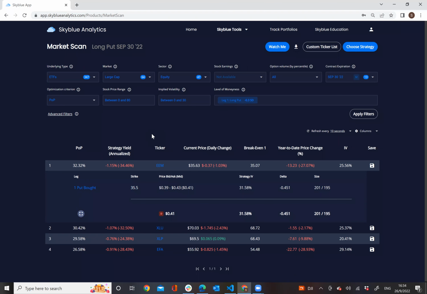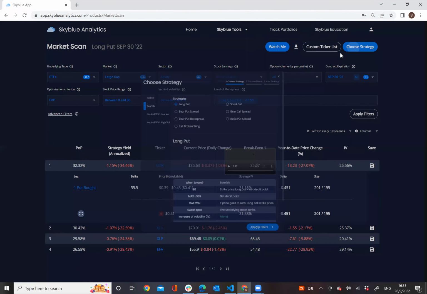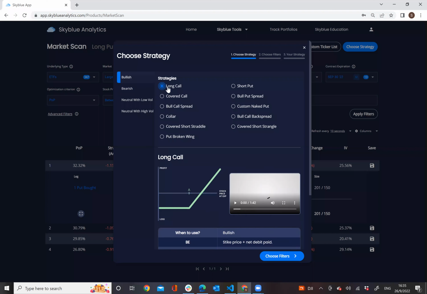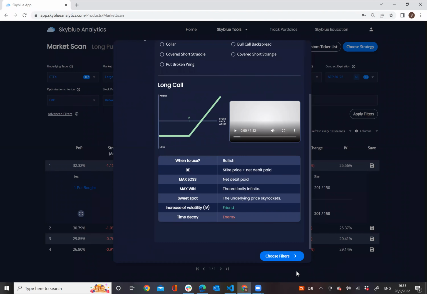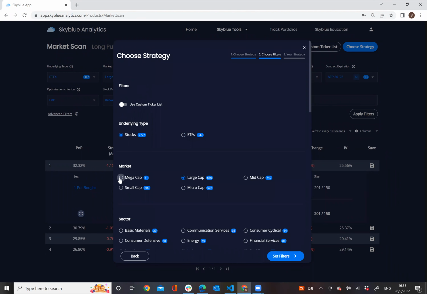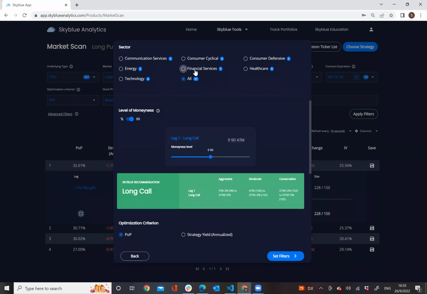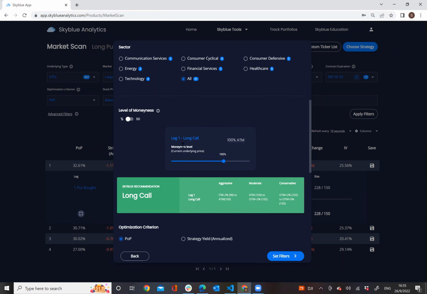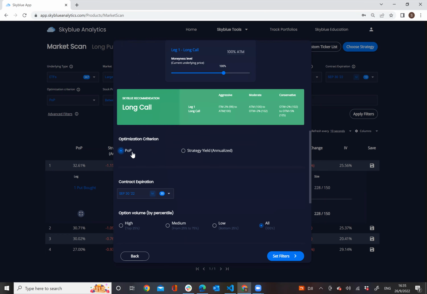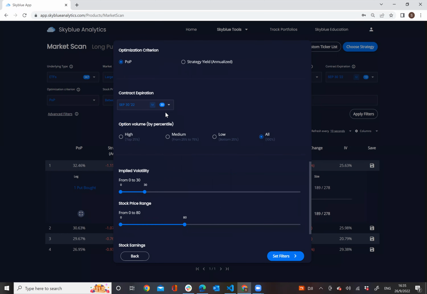Now, going into this strategy, this is telling you that this is the ticker. Let's do it from here. I'm going to explain it. Let's do a long call. Let's go into stocks, since people are more worried about stocks than ETFs. Let's scan all the markets. Let's use at the money long calls with optimization criteria of probability of profit, going over the 30th of September. Instead of the 30th of September, let's go over the 21st of October.